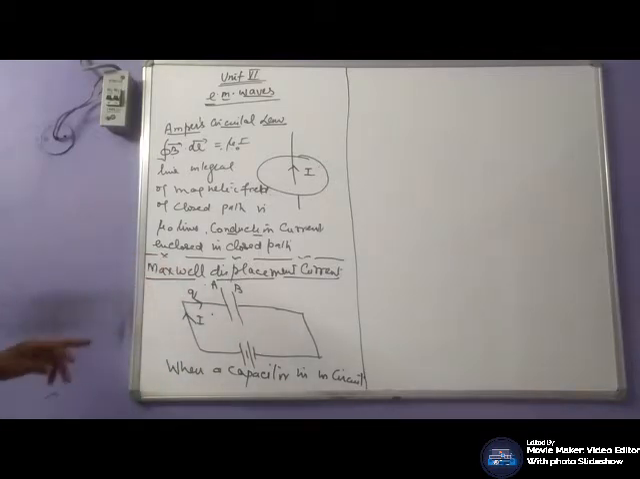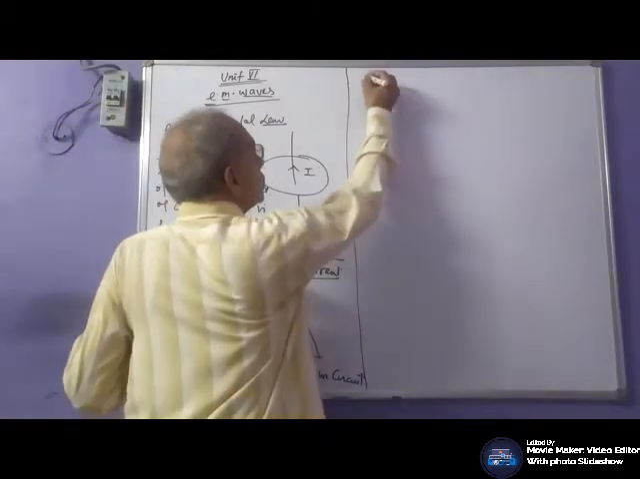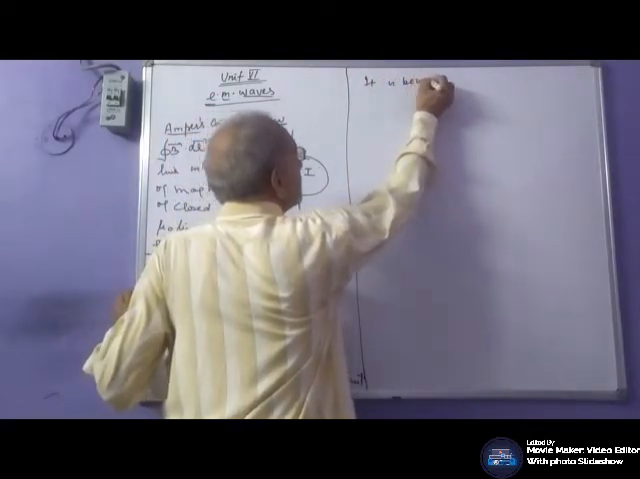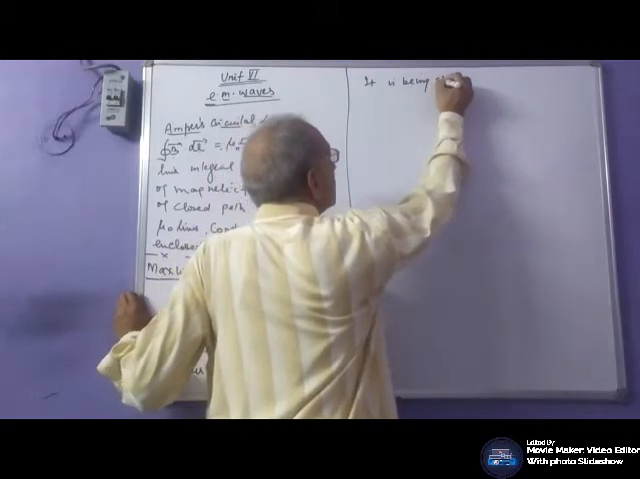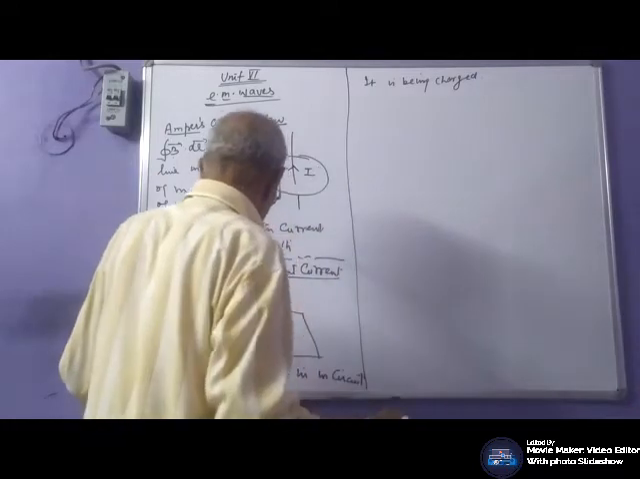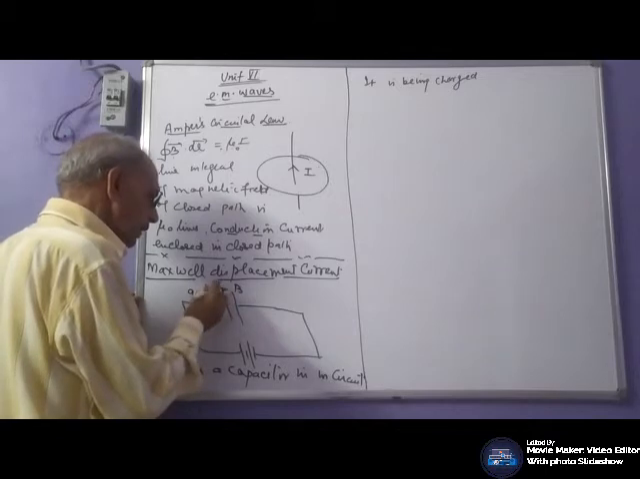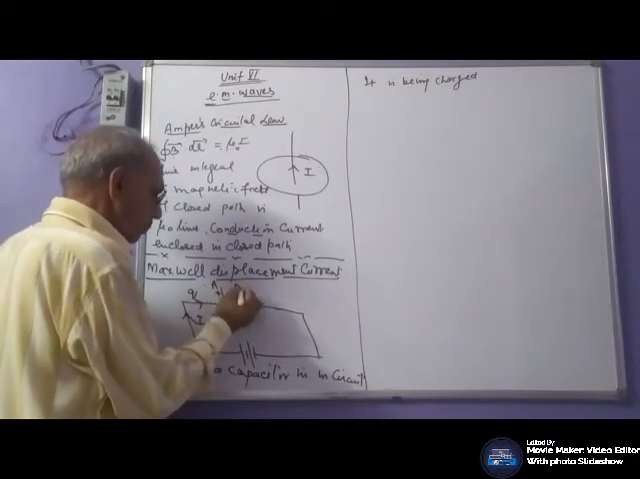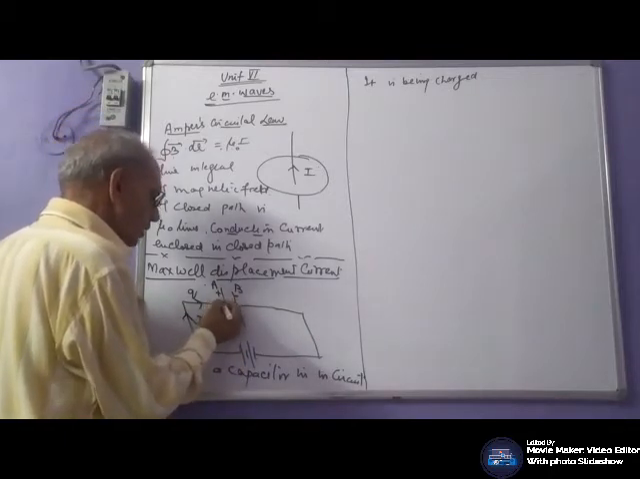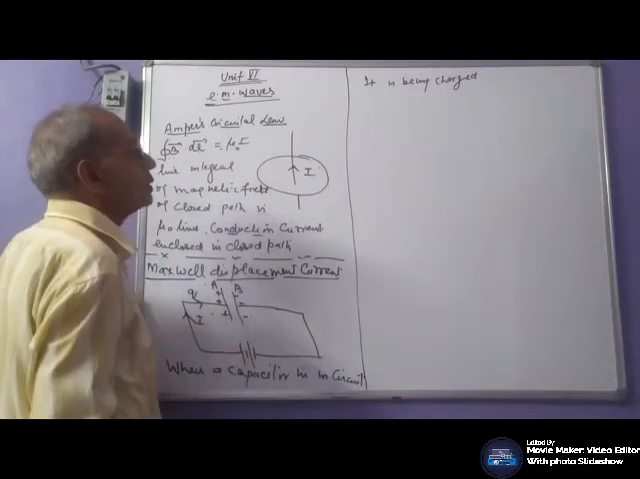How? When a capacitor is in a circuit, it is being charged. This plate, positive charge is coming. This plate is positive, by induction this plate is negative. More charge is coming, positive, negative. More charge is coming, positive, negative.